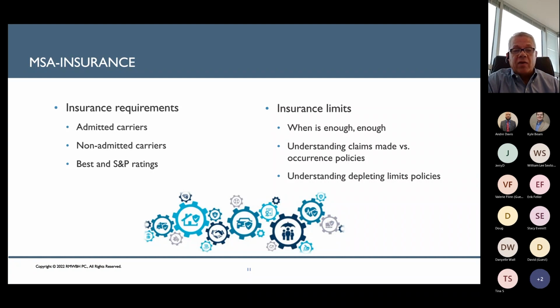There are some Best ratings out there, and S&P ratings. These are services that rate insurance companies. We typically include a requirement in our master services agreement that they have a certain rating. Like Best ratings has A++, and they have a letter system, just like your grades in school, with A++ being the best or the highest rated insurance company according to what their criteria are, and it goes all the way down to D and F.